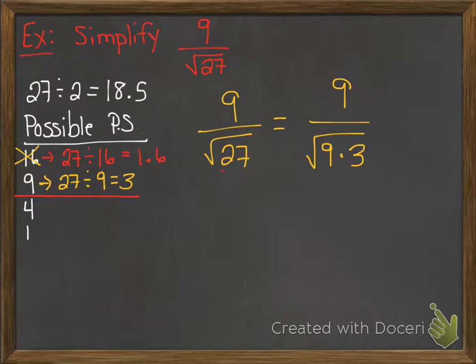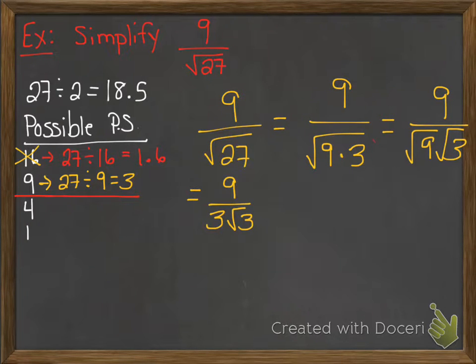I'm going to split 27 up into 9 times 3. So I get 9 over the square root of 9 times 3. Then I'm going to split 9 and 3 up. Take the square root of 9, I'm left with 9 over 3 times the square root of 3. Now here, I can simplify my fraction some. I know 3 goes into 9 and 3, and I'm left with 3 over the square root of 3.